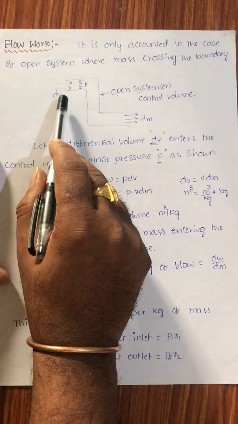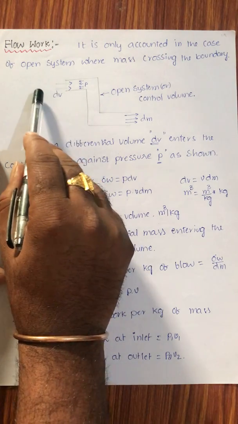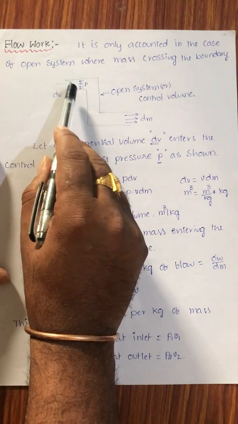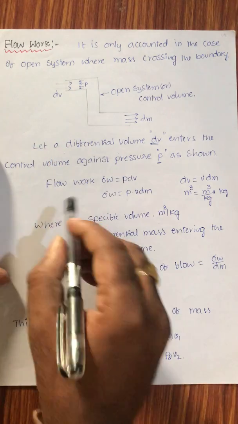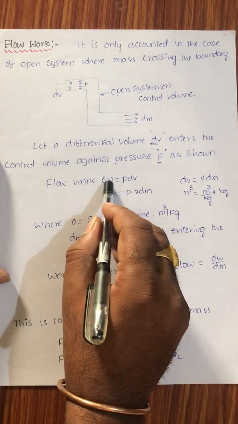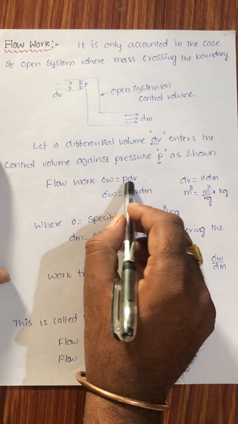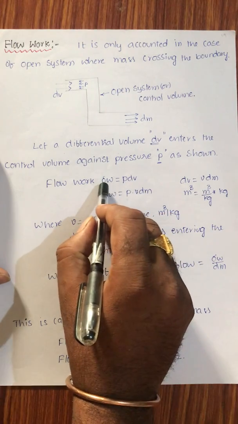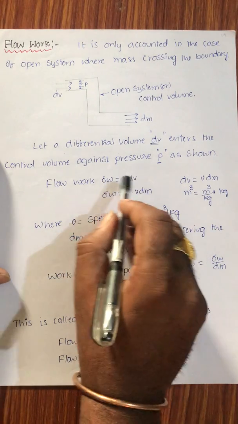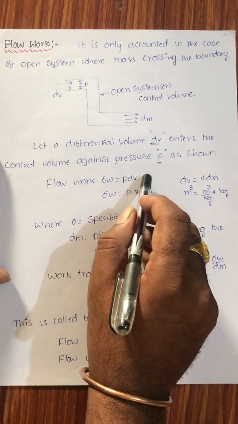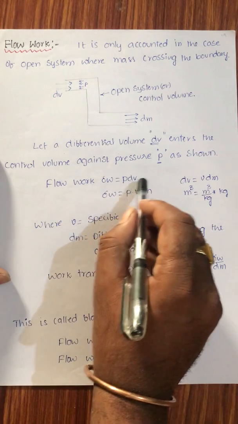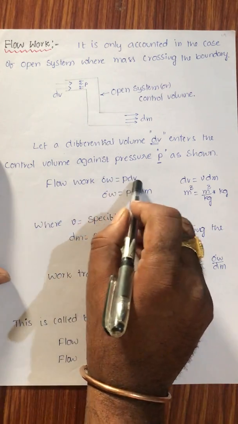As shown in the figure, a differential volume of fluid is entering the control volume against the pressure P. Now flow work delta W, as you already know, is equal to PdV. Total work means W is equal to integral 1 to 2 PdV, we write that one. That's what we use here also. Flow work delta W is equal to PdV.